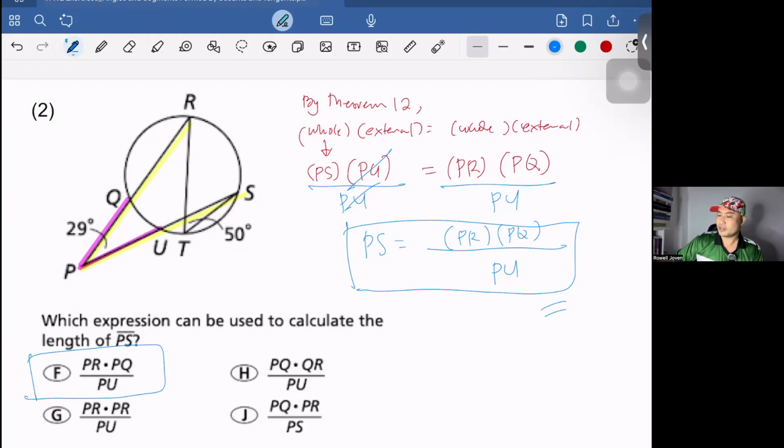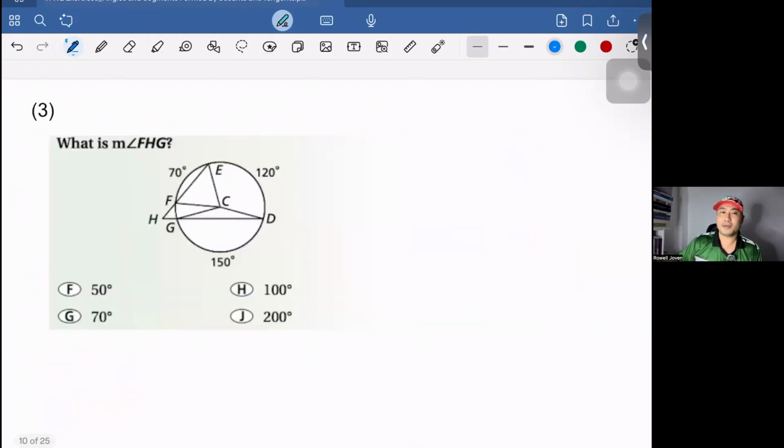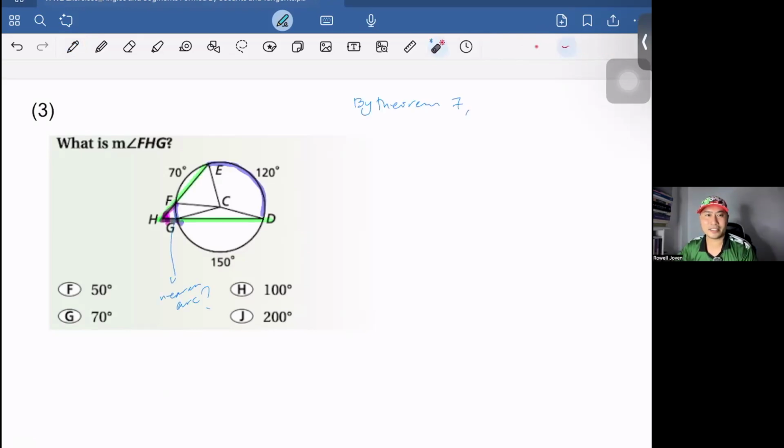All right. So next, problem number 3. What is the measure of angle FHG? FHG this time. Okay, 1 minute, begin. All right, so let's now answer number 3. What is the measure of angle FHG?